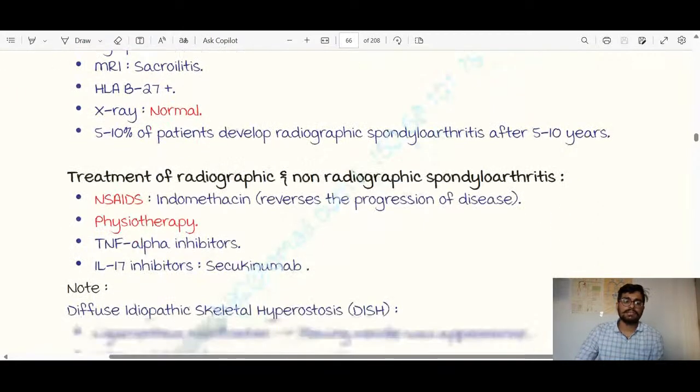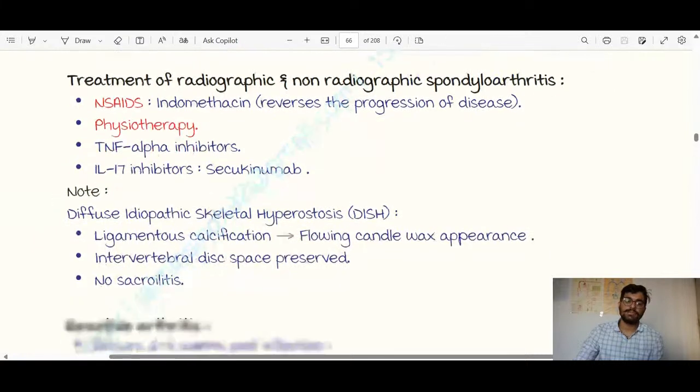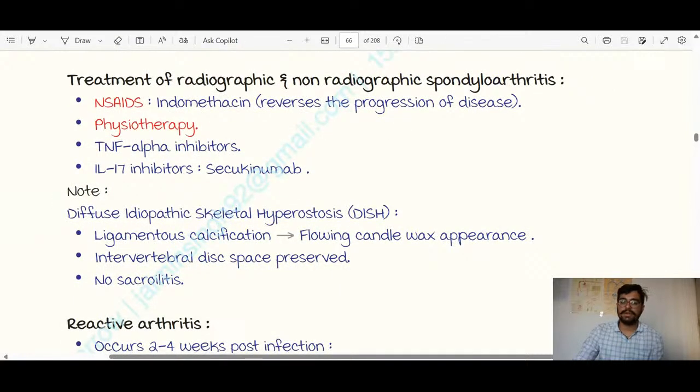Now I am discussing non-radiographic spondyloarthritis. Symptoms are present, MRI shows sacroiliitis, HLA-B27 positive, X-ray normal. 5 to 10 percent of patients will develop radiographic spondyloarthritis later. Treatment of radiographic and non-radiographic spondyloarthritis: NSAIDs and physiotherapy. For NSAIDs, indomethacin reverses the progression of the disease. Then physiotherapy and TNF alpha inhibitors, interleukin 17 inhibitors.